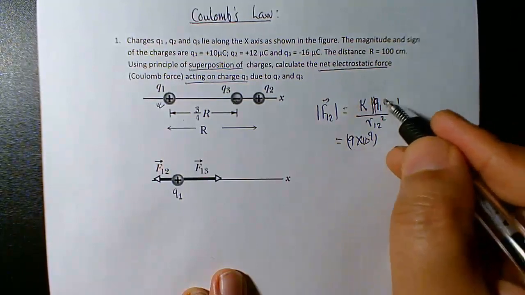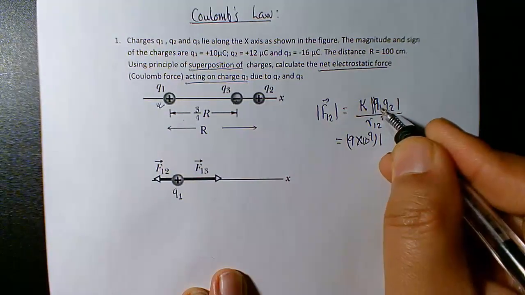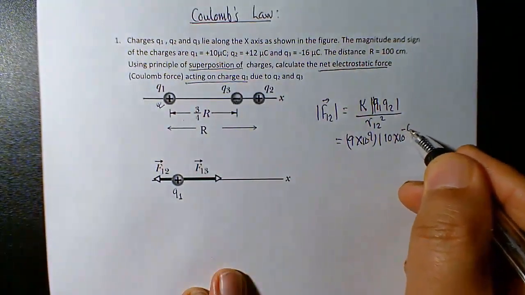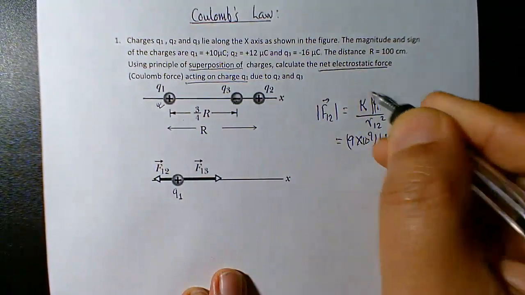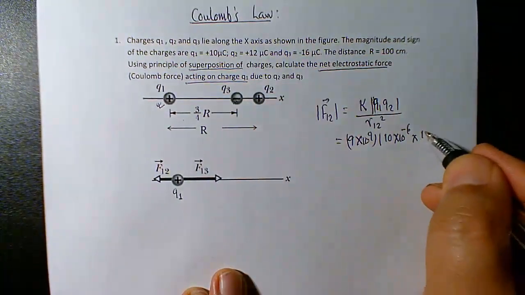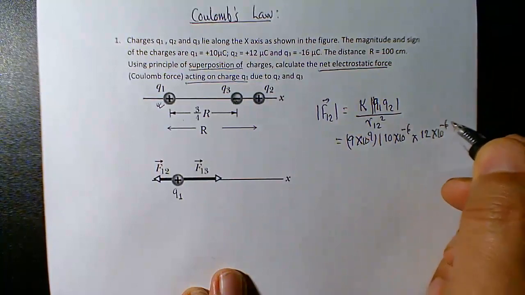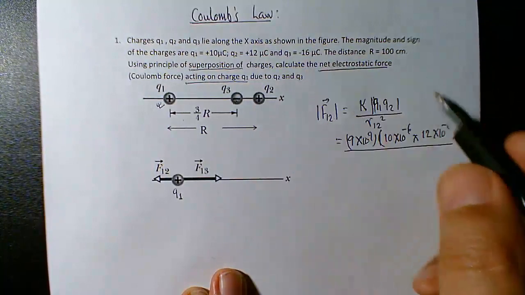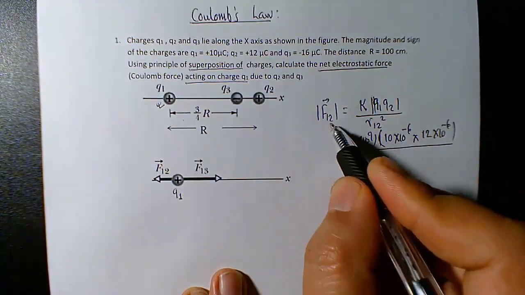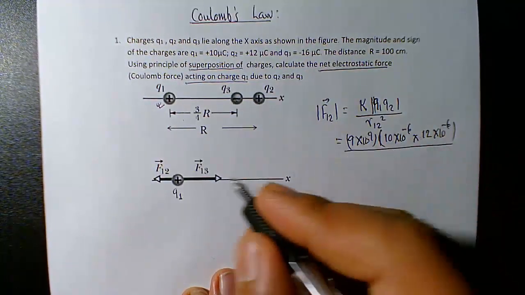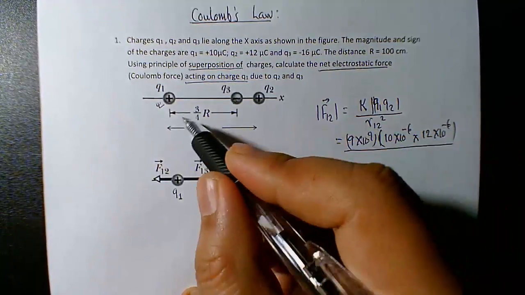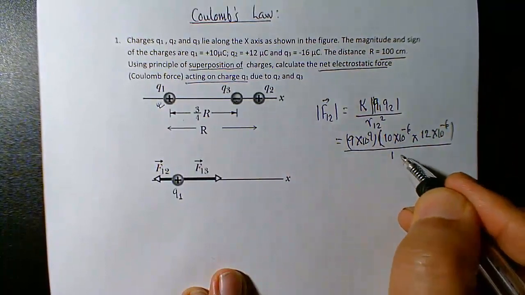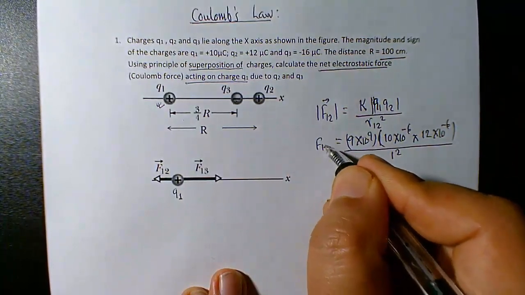So you just need the magnitudes here. Q1 is 10 microcoulombs, so make sure to convert into coulombs: 10 to the negative 6, times Q2, which is 12 microcoulombs, 12 times 10 to the negative 6. Remember, you just need the magnitudes here, even if it is a negative charge, because Coulomb's law only calculates the magnitude. You have to figure out the direction. And R12, the distance between Q1 and Q2, is 100 centimeters, which is 1 meter, squared.